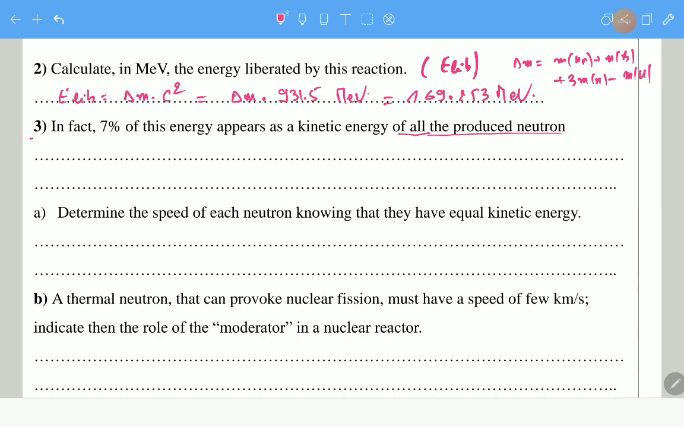So now we said that in fact only 7% of this energy appears as kinetic energy of all produced neutrons. Before doing the next question, let's first compute 7% of the energy liberated. This is equal to 7% times 169.253. Okay, and we said that this energy determines the speed.